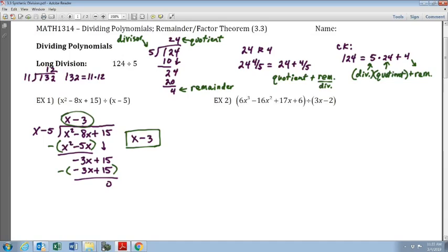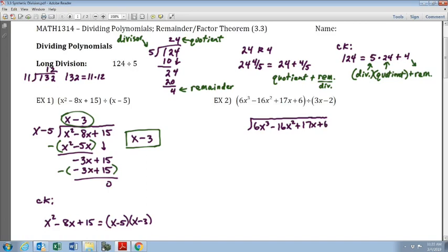So if we multiply our divisor times the answer we just got, it should equal what we started with, or x squared minus 8x plus 15 should equal the product of the divisor and the quotient, the answer that we got. And you could verify that does work. Alright, so at this point you may want to try example 2 if you think you understand the process, and then watch the video, or just follow along with me.